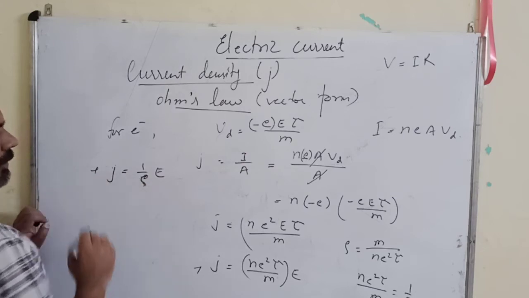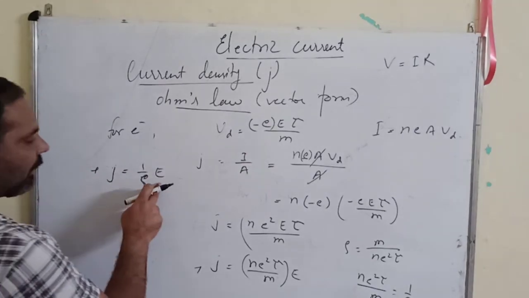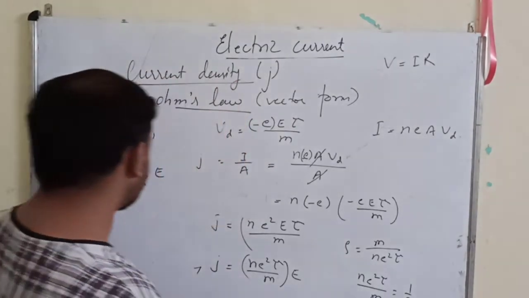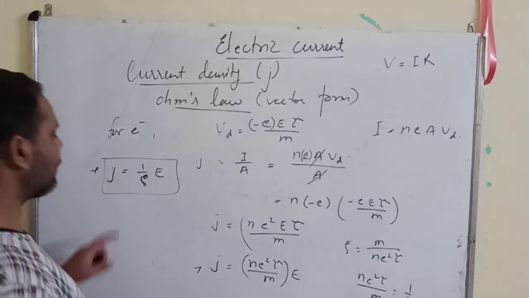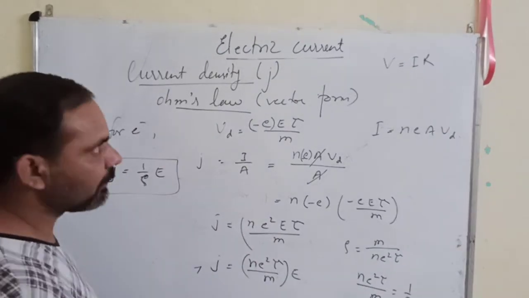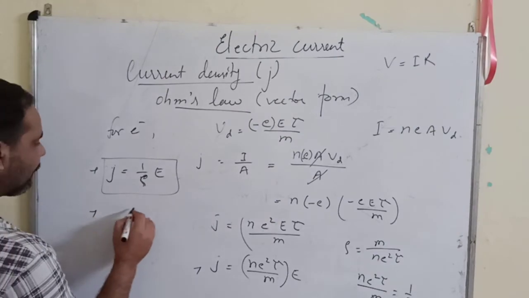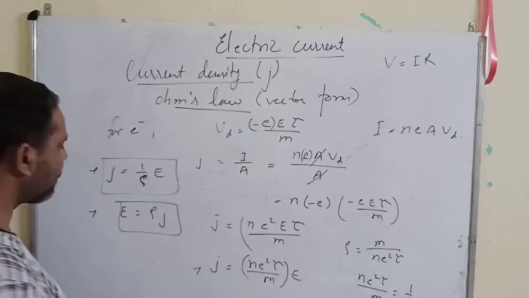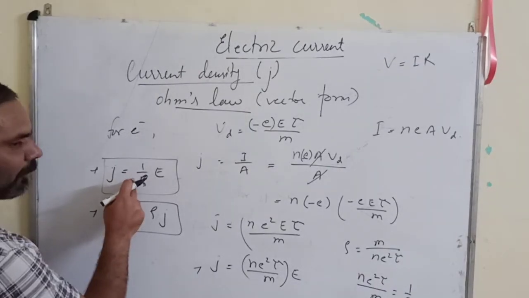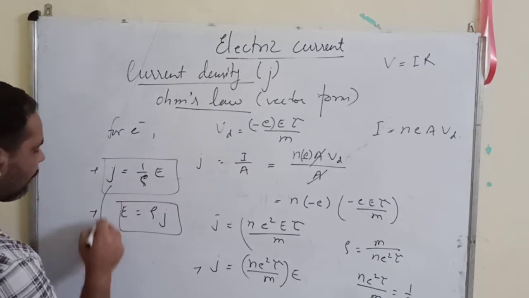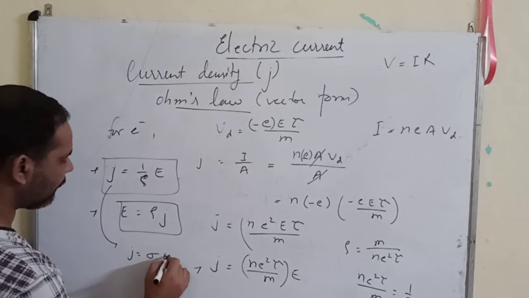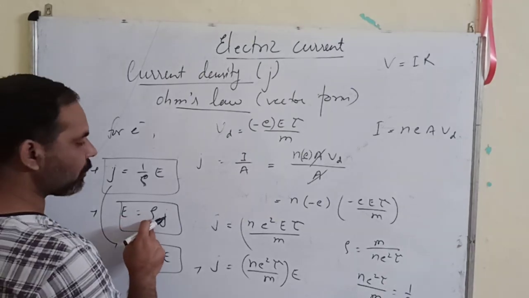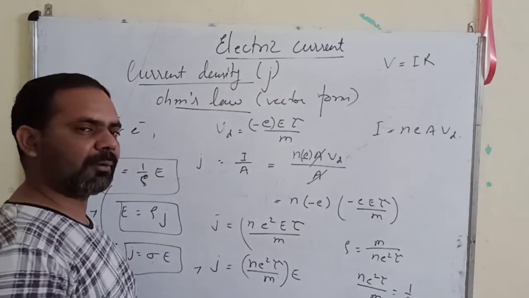Now what is J? J is a vector quantity. E is also a vector quantity, direction from positive charge towards the negative charge. So this is your vector form of Ohm's law. From here you can write E is equal to rho J, rho will be multiplied here, or from here you can write 1 upon rho is sigma, the conductivity. So you can write J is equal to sigma E. J equals sigma E, or E equals rho J. These are the vector forms of Ohm's law.